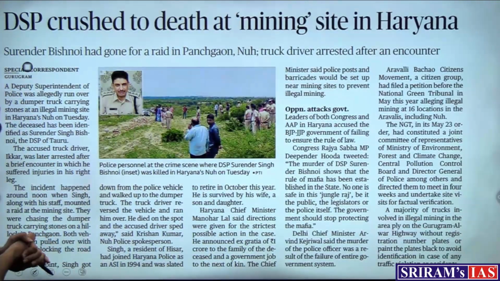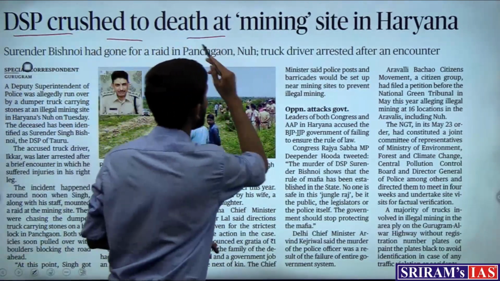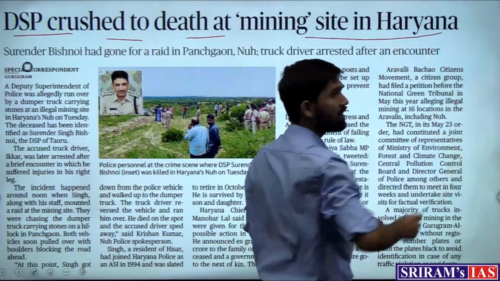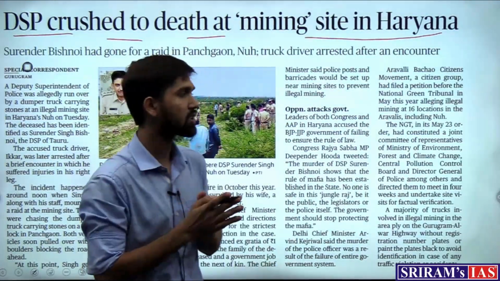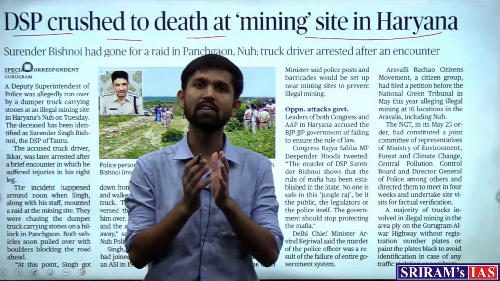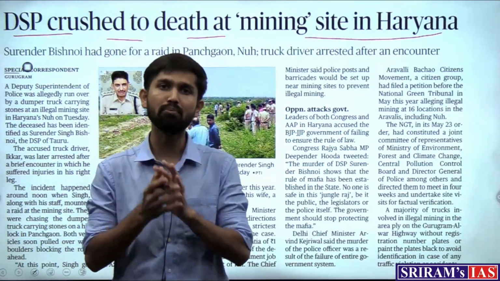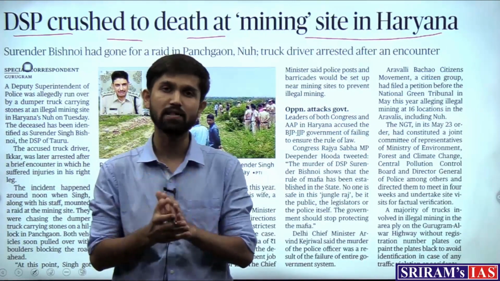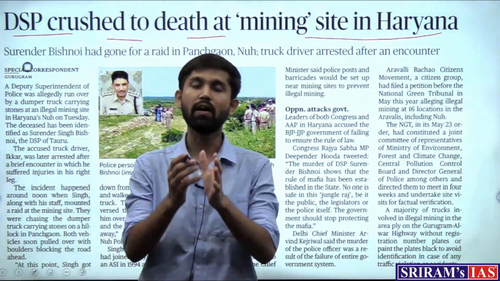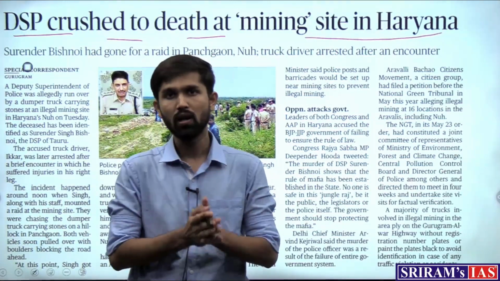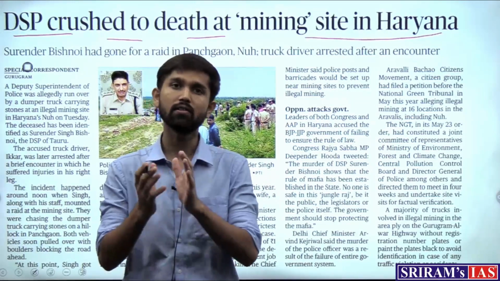Now the first important article featured in the newspaper reads, DSP crushed to death at mining site in Haryana. This is the news of a tragic death caused by a truck driver allegedly belonging to the illegal sand mafia, which operates rampantly in parts of North India. In Haryana, a DSP officer, while on the way to crack down on an illegal mining operation, was run over by the truck driver.